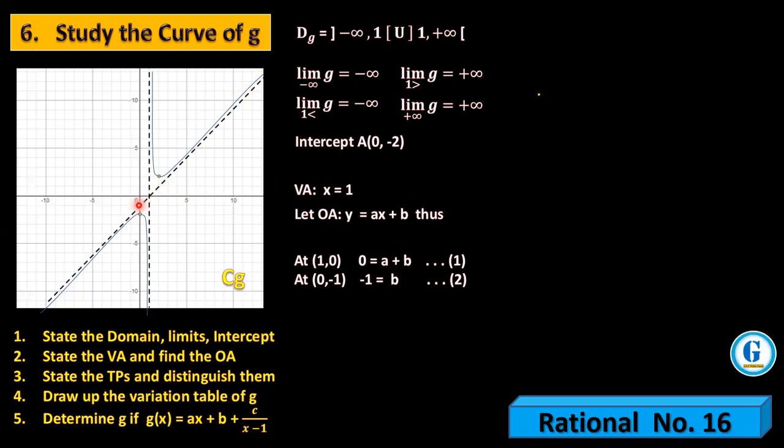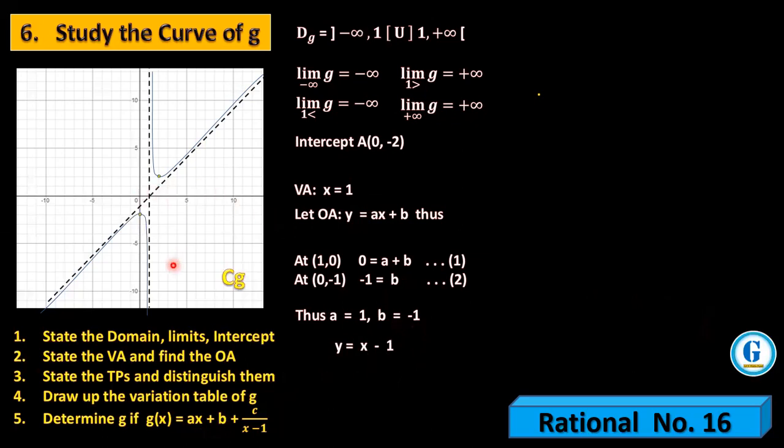It also passes through another point, where x is 0 and y is negative 1. We substitute here, so the a term is 0 and negative 1 equals b. Solving these two, a equals 1 and b equals minus 1. Therefore, the equation of the oblique asymptote is the line y equals x minus 1. So we have found the oblique asymptote.